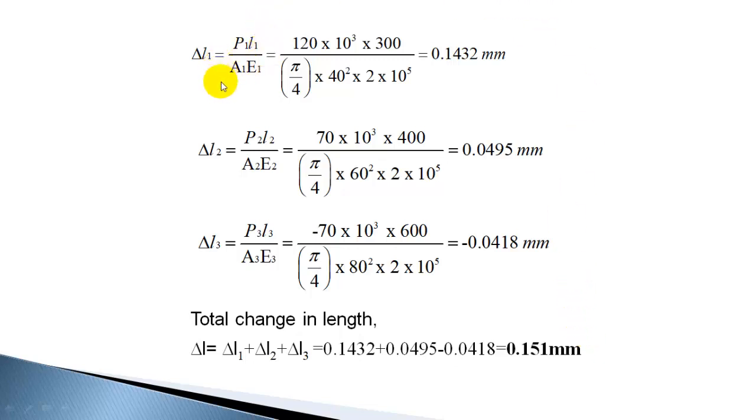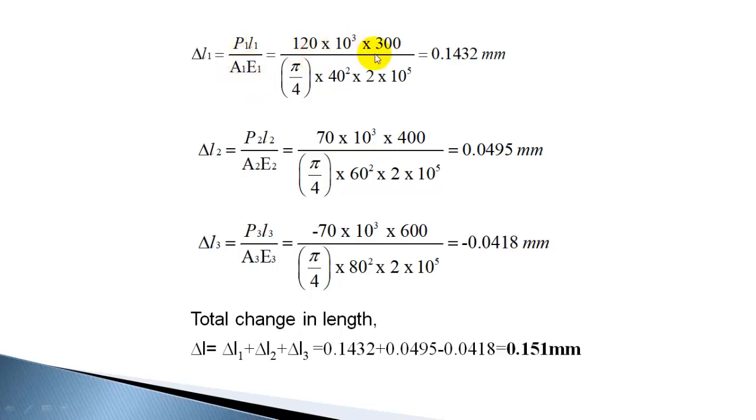Now the change in length of each section, the formula is P1 L1 divided by A1 E1. Alternately, you can replace P1 by A1 sigma 1, so you can also write sigma 1 into L1 by E1. Since sigma 1, the stress in the first section, you have already calculated, you can also use sigma 1 L1 divided by E1. Okay, let us use P1 L1 divided by A1 E1.